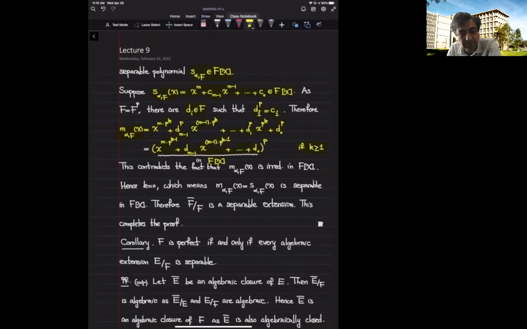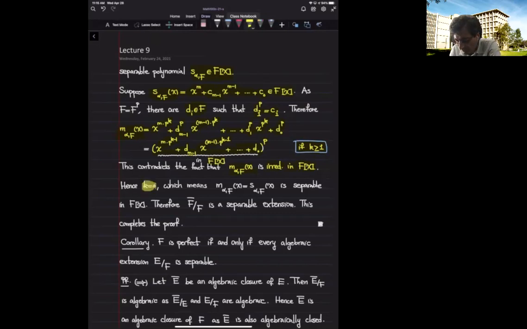That's not possible because the minimal polynomial is irreducible in f bracket x. That's a contradiction. Why did we get a contradiction? We got a contradiction because of this assumption over here. Because here, innocently, I assumed that k is positive. That gave us a contradiction. So k cannot be positive.